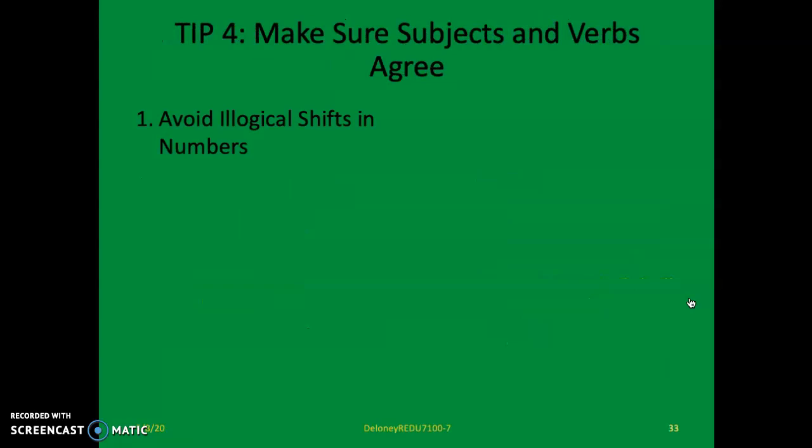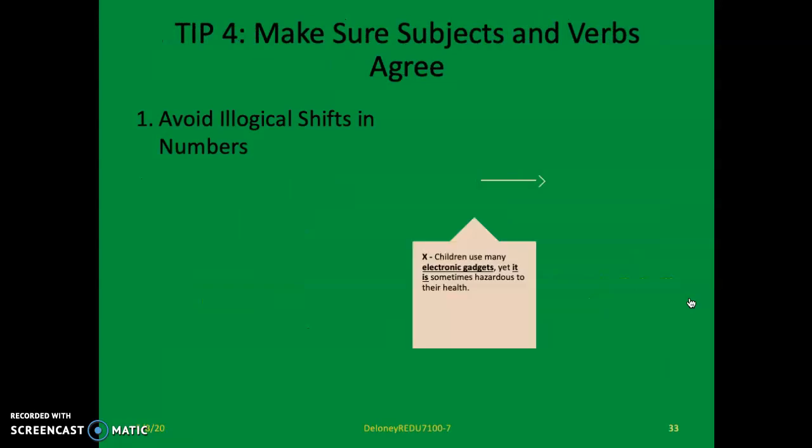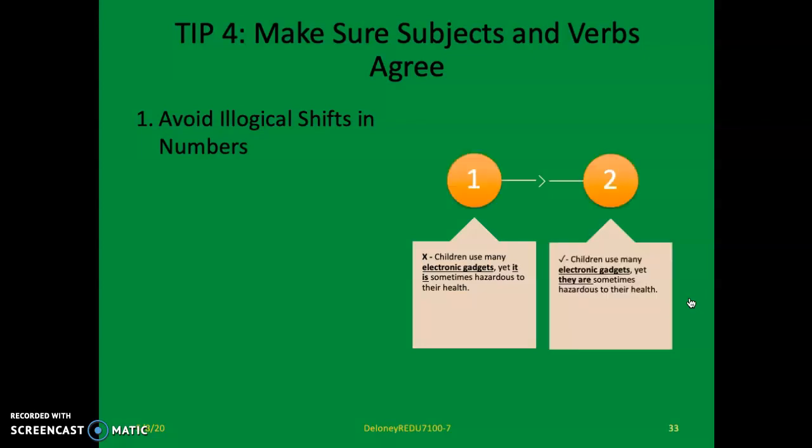All right, so make sure that your subject and verbs agree. Okay, so children use many electronic gadgets, which is plural, but then the pronoun used is it, which we know is singular. All right, so you have to make sure that your subjects and your verbs agree when you are writing about them in the sentences.